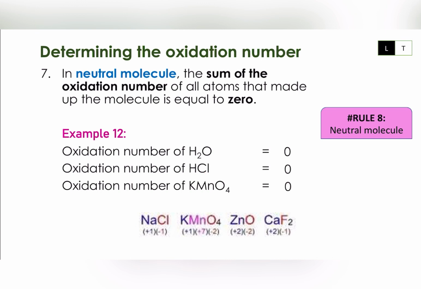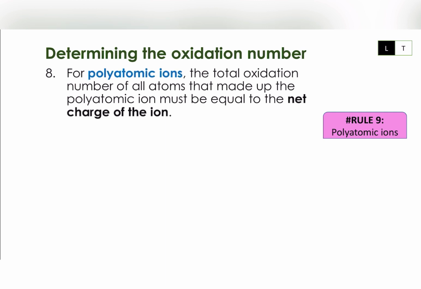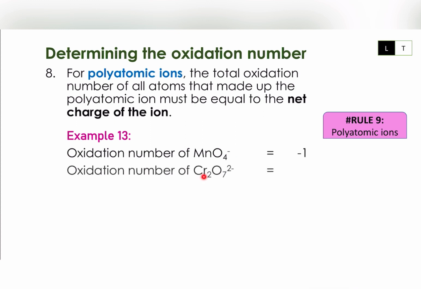It is very important for you to understand this rule so that you can determine a specific element in the given compound. Last but not least, we have the polyatomic ion rule, where the total oxidation number for all atoms that make up the polyatomic ion must be equal to the net charge of the ion. For example, MnO4-, where the oxidation number is the same as the charge, negative 1. Cr2O72-, the oxidation number will be negative 2. And NO3-, the oxidation number will be negative 1.